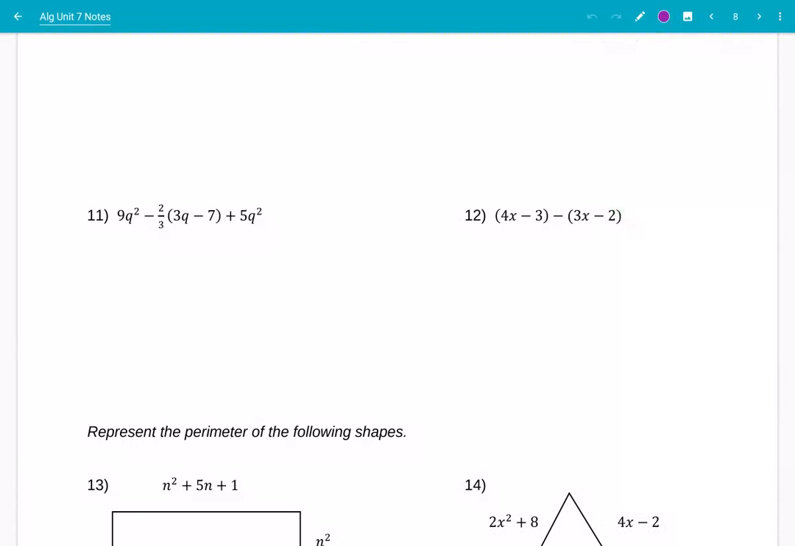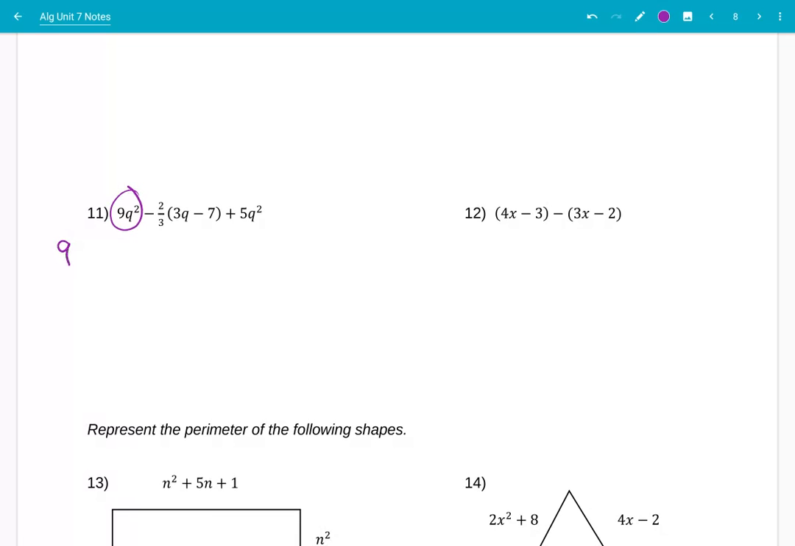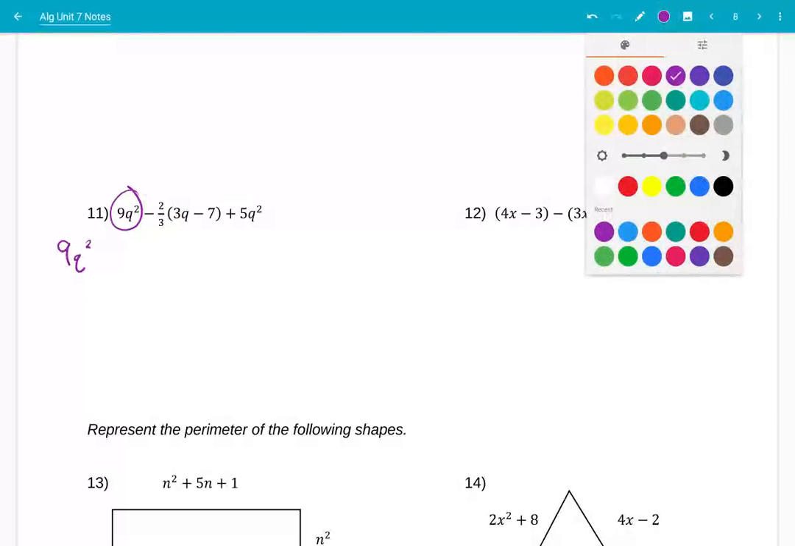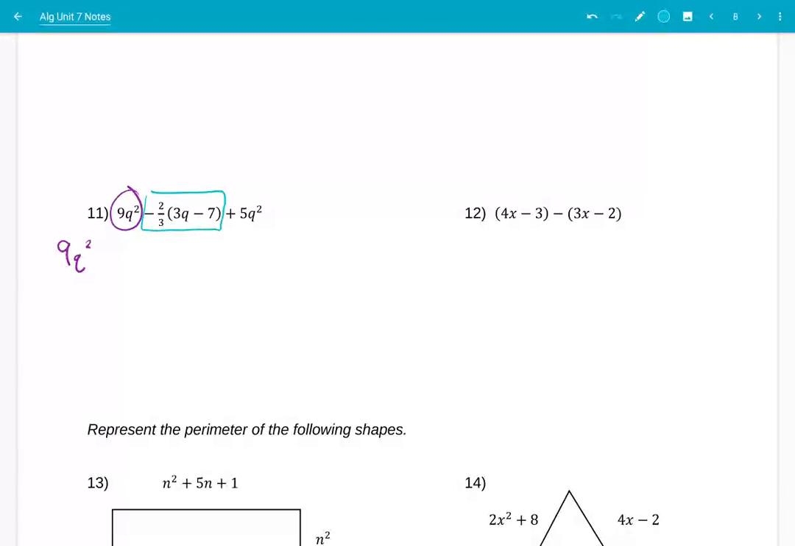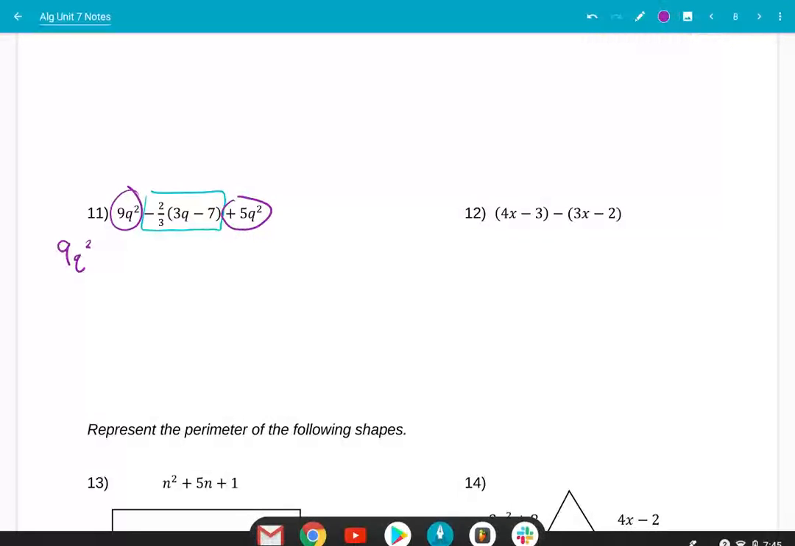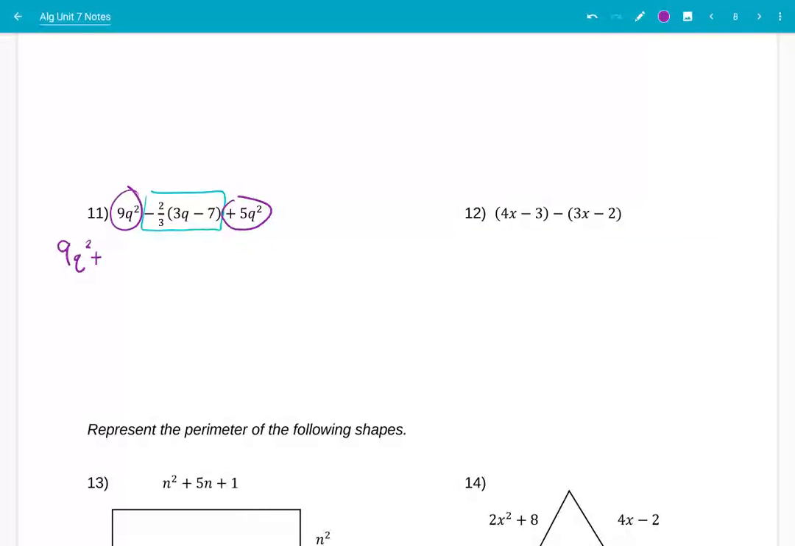All right. Well, we see this term here is by itself. So I'm just going to rewrite it. 9q squared. This is what we need to take care of right here. Switch colors. This right here is what we need to take care of. Oh, but looky here. This is also a q squared. Go back to purple. This is a q squared. So let's add those two together. 9q squared plus 5q squared equals 14q squared. So now all we have to do is take care of this part here with the blue.